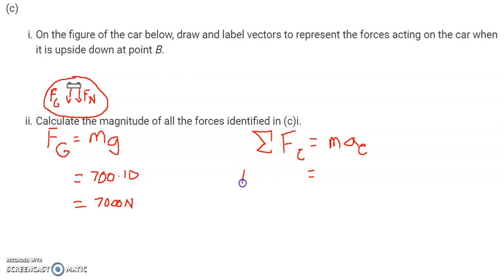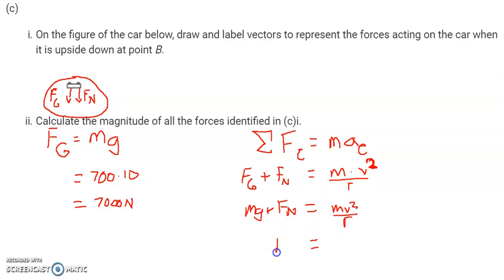What are the centripetal forces? Well, we have force of gravity, and it's going to be positive because it points towards the center of the circle. And we also have a positive force normal, and it's positive because it points towards the center of the circle. We have mass, and then remember we can break centripetal acceleration down into v squared over r. We are solving for force normal. So this is mg plus force normal equals mv squared over r. That means that the normal force is equal to mv squared over r minus mg.